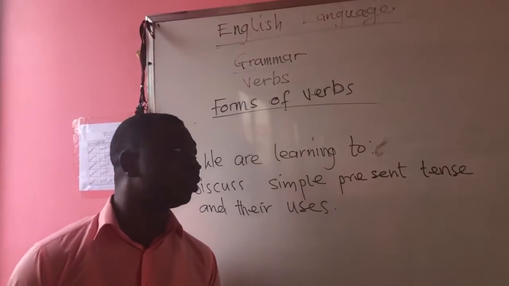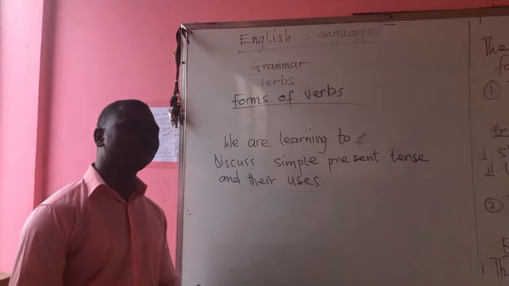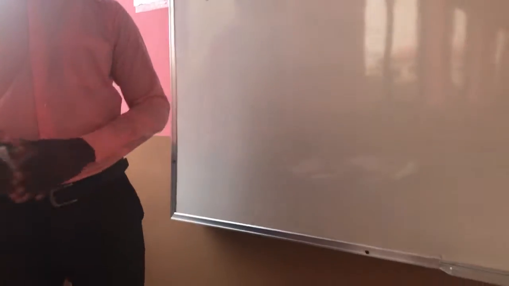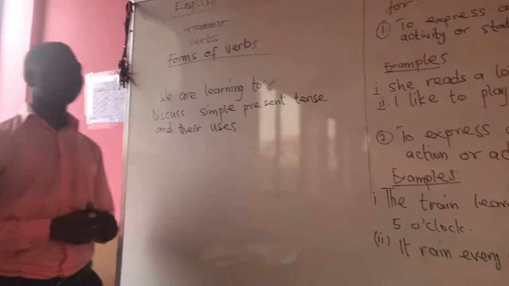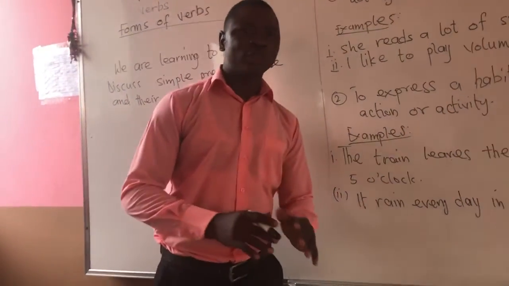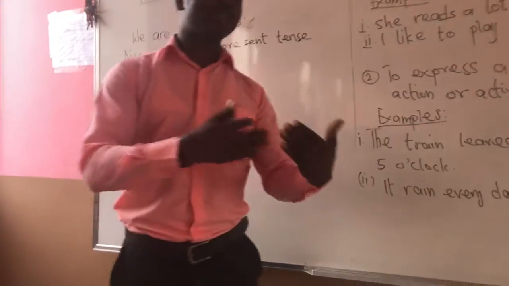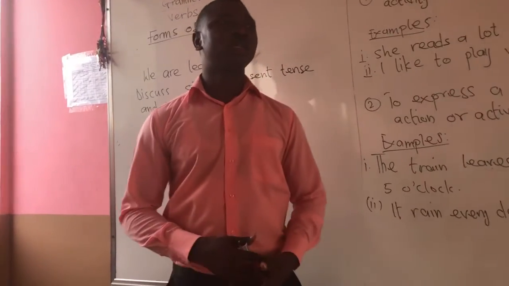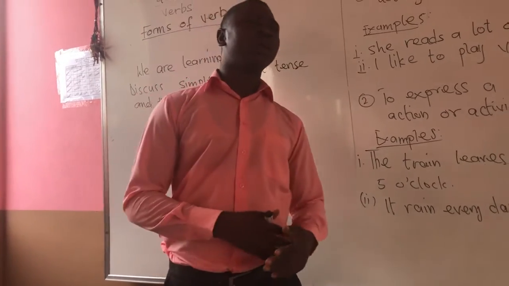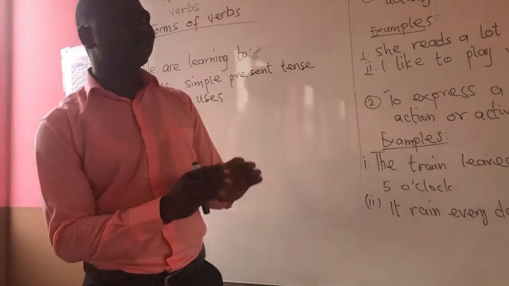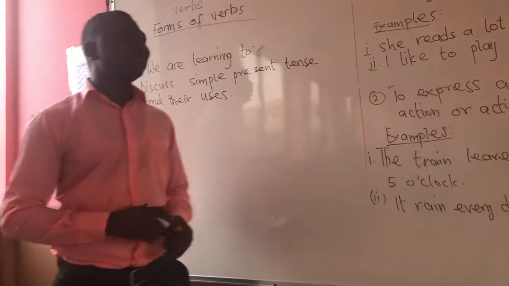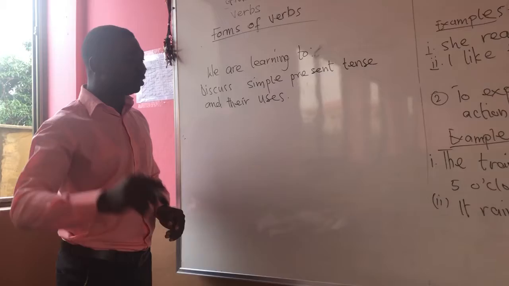When we talk about forms of verbs, we're talking about the tenses of a verb. First of all, a verb, as we are saying, is an action word or a doing word. As we explained the other time, a verb is any action word or doing word. But a verb has something unique, some quality.